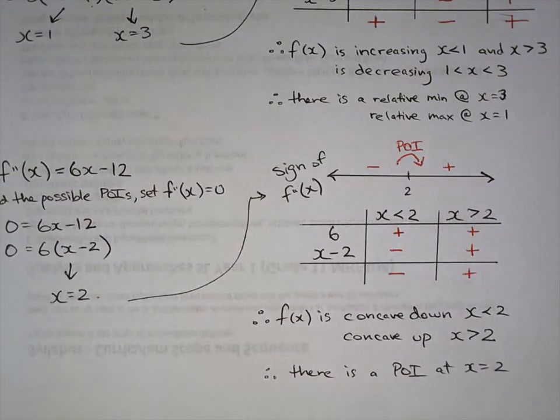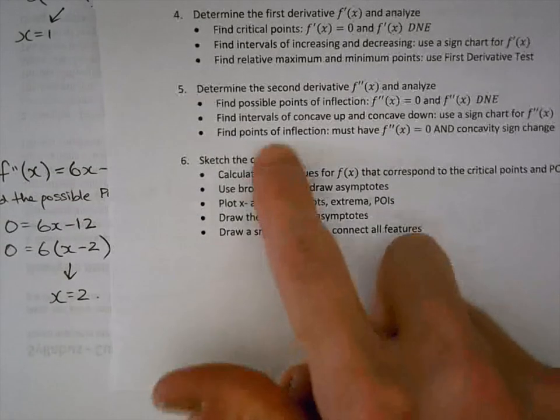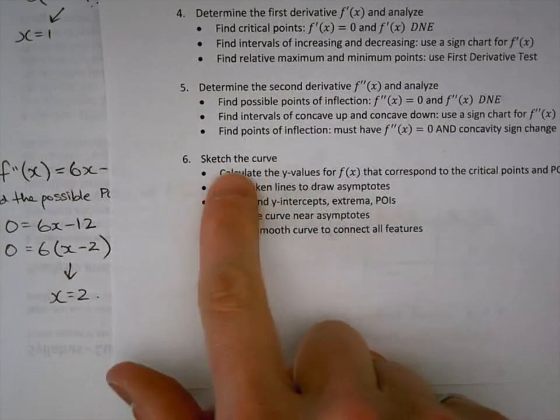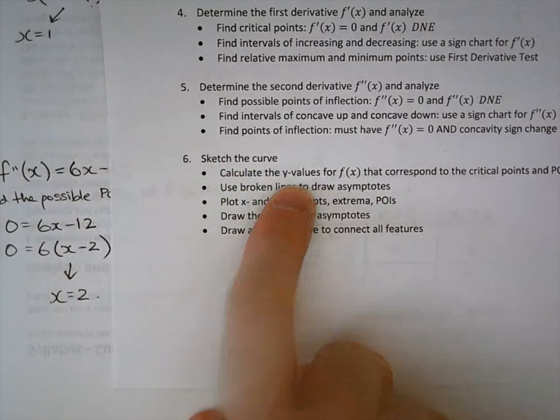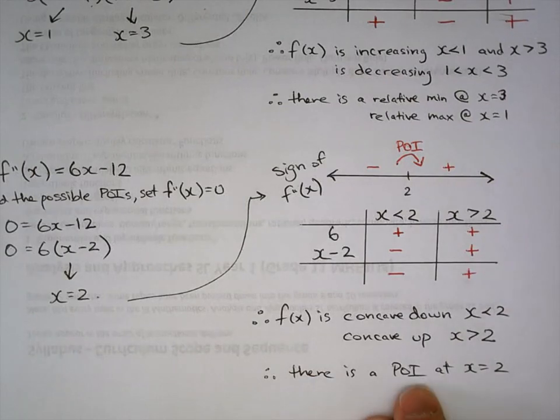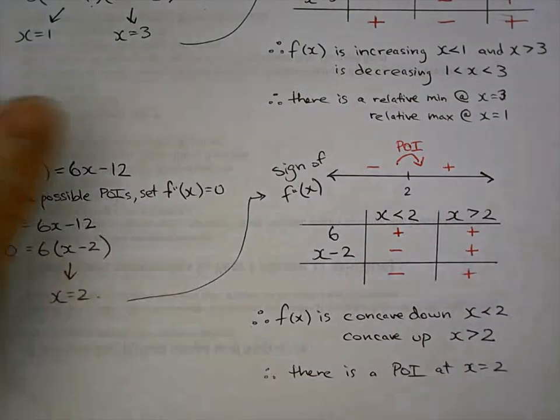Okay, so now I've collected all my information. Now it's time to sketch. Remember on my checklist here, or algorithm, I have to sketch the curve, but first I need to calculate the corresponding y values. Like for example, I just found the POI at x equals 2. What's the y value for that? So again, I told you this is going to be a big question. We need another sheet of paper.